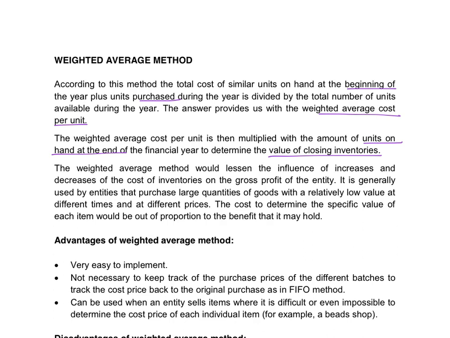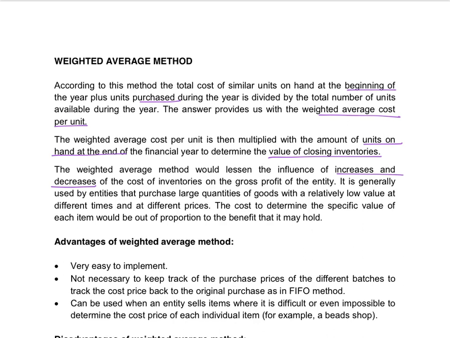The weighted average method would lessen the influence of increases and decreases of the cost of inventories on the gross profit of the entity because you're working with the average price during the year. It is normally used by entities that purchase large quantities of goods with a very low value and different prices during the year because it will be impractical to determine what is the cost every time when you buy the goods and to take it into account the whole year.